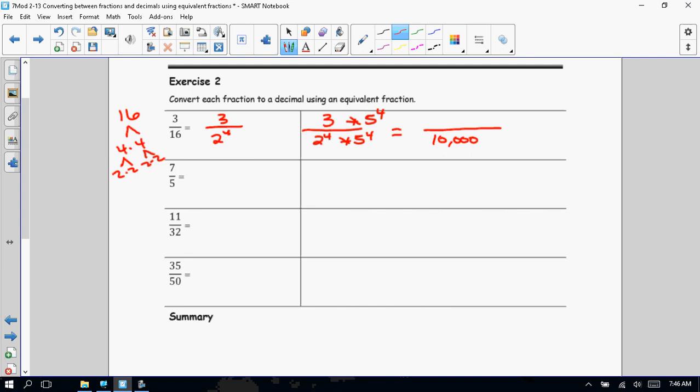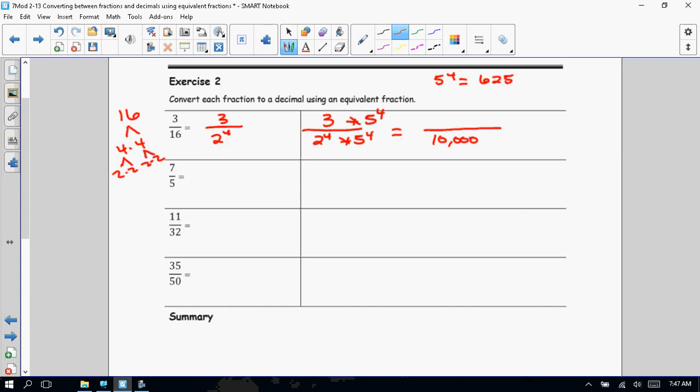5 times 5 is 25. And then another 5 times 5 is 25. And 25 times 25 is 625. How do I know that? Because I'm a crazy lady and I have certain crazy facts memorized. 5 to the 4th power is 625.